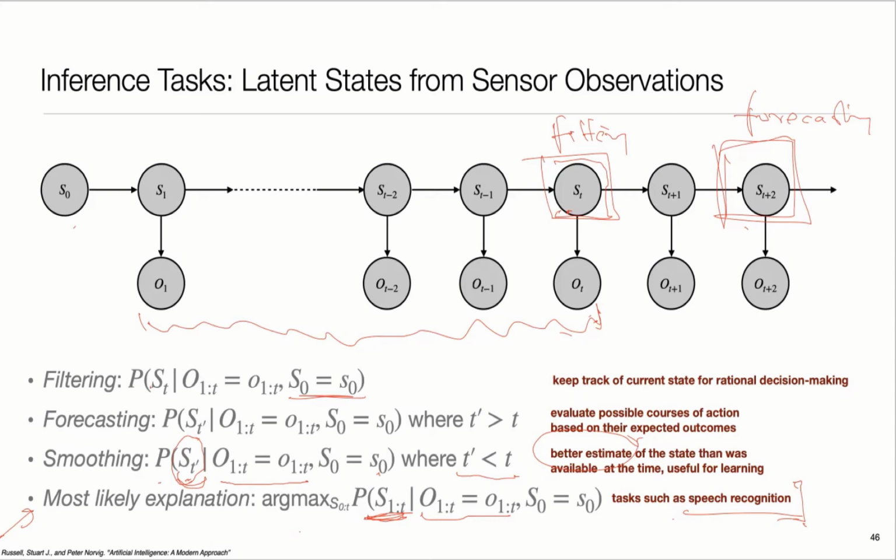Filtering is basically saying, given the sensor observations thus far, what can you say about the distribution of the current value of that hidden state? Forecasting says, given the observations thus far, can you tell me something about a state at a future instant in time? Smoothing says, given the values of state thus far, can you tell me the distribution about some past state? And finally, most likely explanation says, given the sequence of observations, can you tell me what was the most likely sequence of states that would explain the current observations?